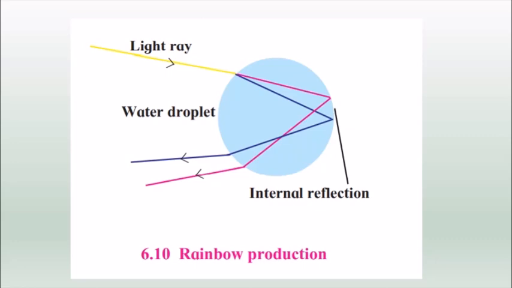Then inside there is internal reflection, as you can see in the figure. Internal reflection is happening, and after that once again the light gets refracted while coming out of the droplet. All of these three processes occur, and this produces a rainbow. So because of refraction, total internal reflection and the effect of dispersion, rainbow production takes place.